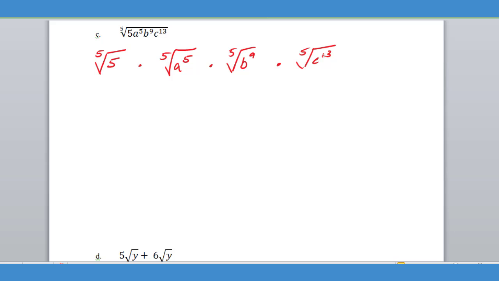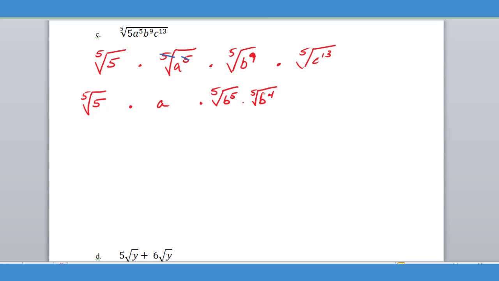Okay, and so we'll get started here with simply the 5th root of 5, which can't be simplified. So we just are going to carry that down every single step. For the 5th root of a to the 5th, the powers cancel each other out, leaving us simply a. Now we have b to the 9th power. What's going to happen here is I can break this up into b to the 5th, and what will be left over is b to the 4th.